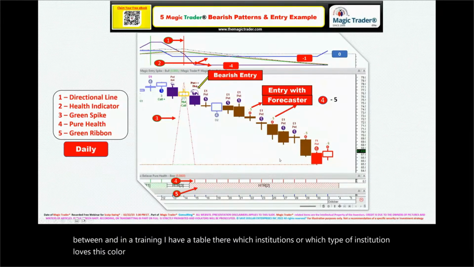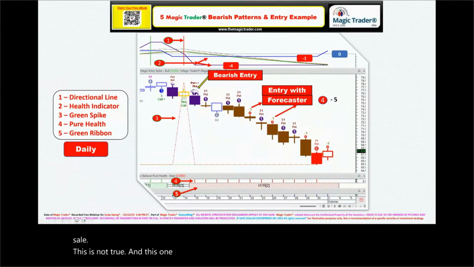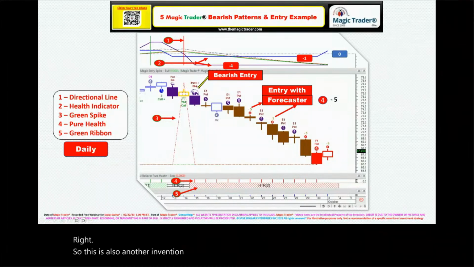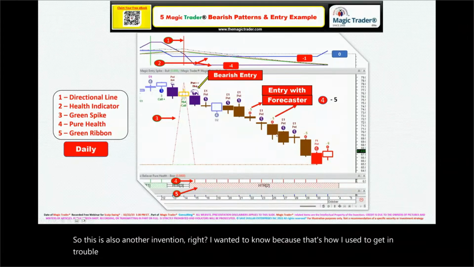And this was the reason people who believed for years that the price is just buy and sell. It is not true. And this one is designed to go either way, right? So this is also another invention, right? I wanted to know because that's how I used to get in trouble. I don't know what they're doing. I did not have that sort of sophistication.